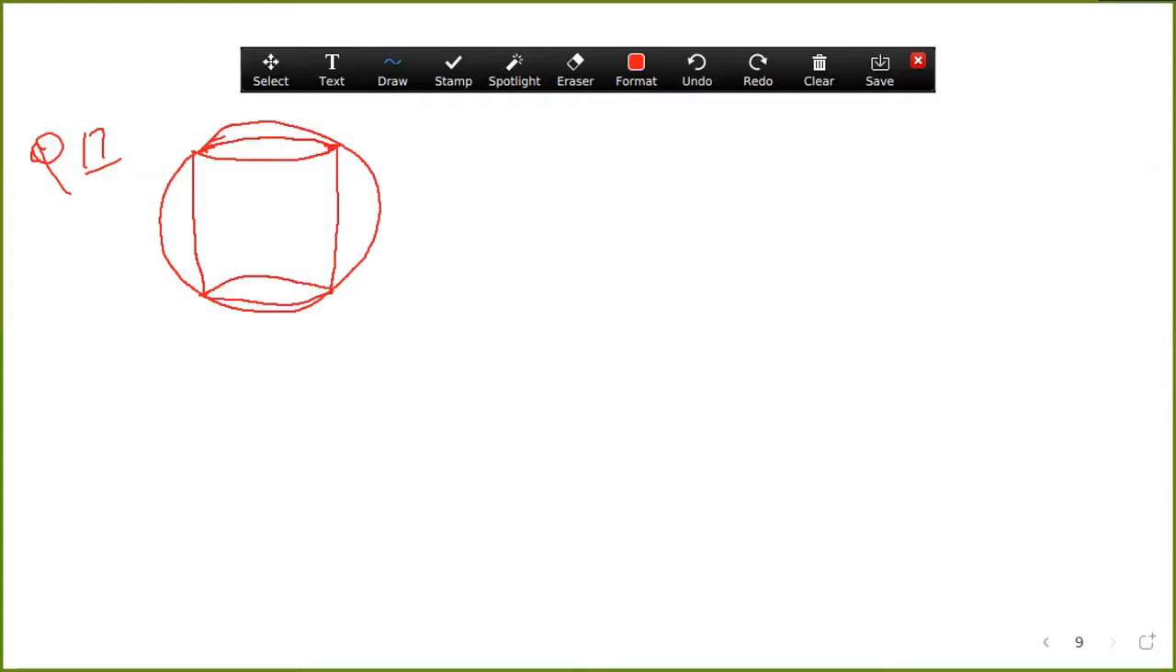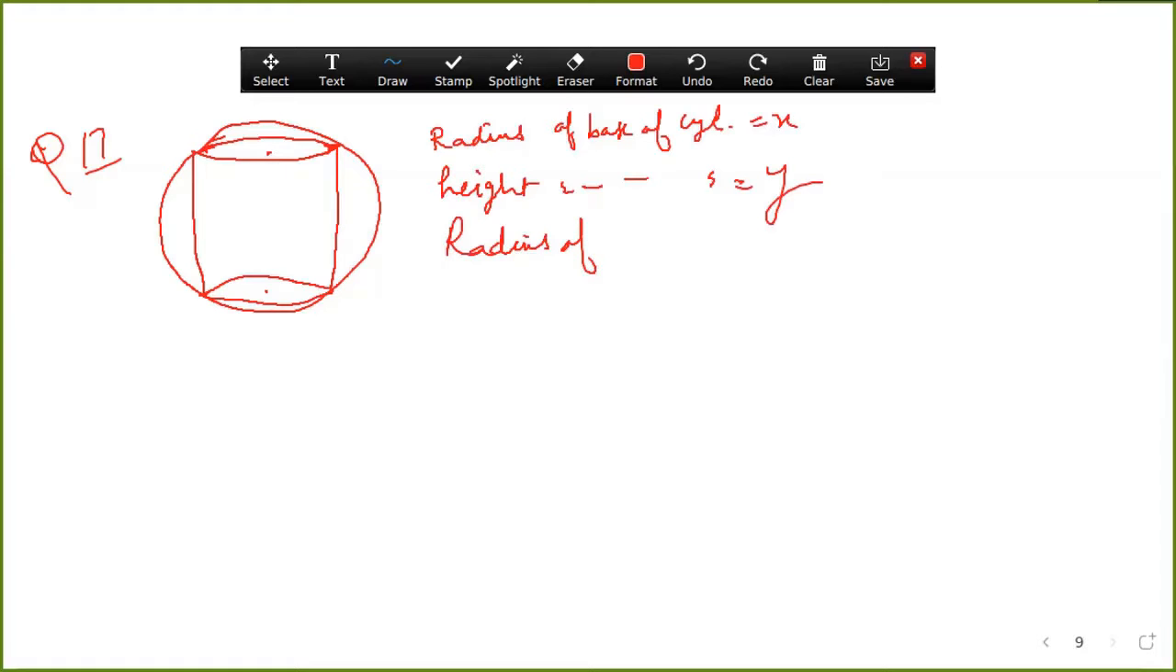This is a cylinder. Now we have to take the dimensions of the cylinder as well as the radius of the sphere. The radius of the sphere is given, that is capital R. So let's take x as the radius of the base of the cylinder, and we have taken height y. The height of the cylinder is y. Then the radius of the sphere is equal to capital R, which is given in the question.